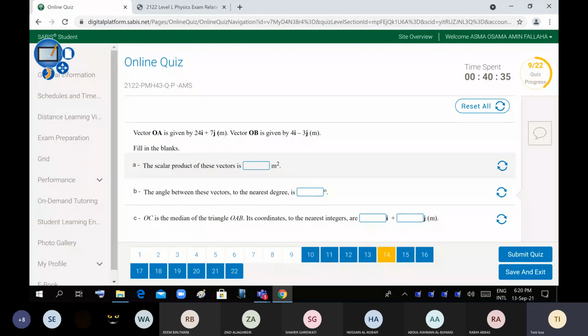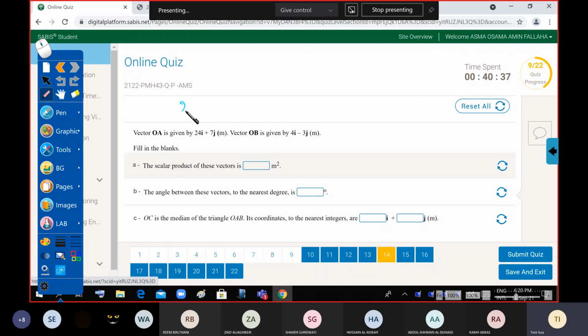Okay, so here, find the scalar product. I'm going to do this one fast. Okay, we can see here it will be 24 times 4, x1 times x2 plus y1 times y2. And then you will get 75.